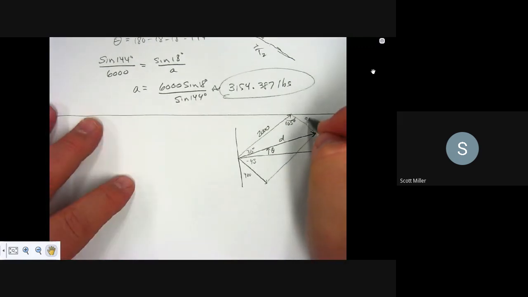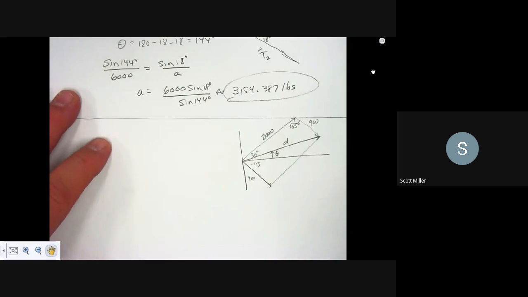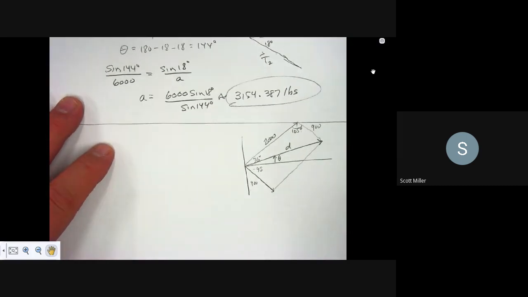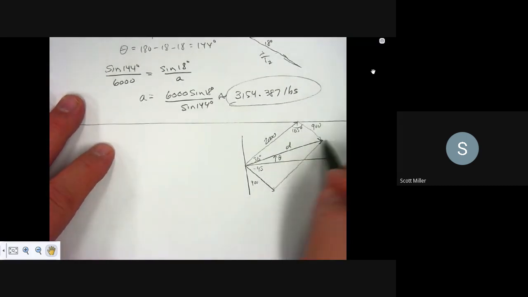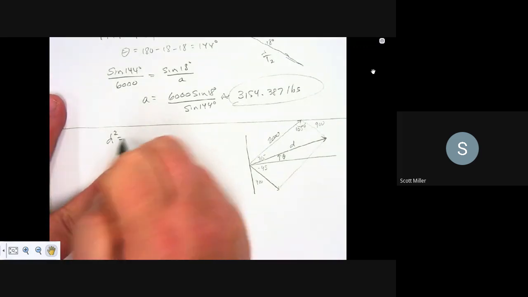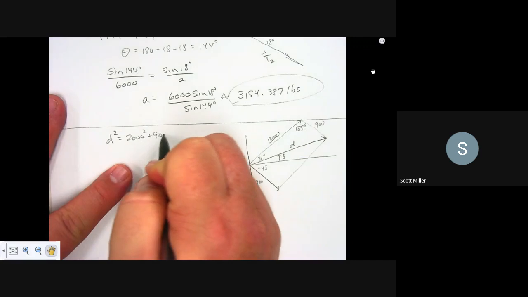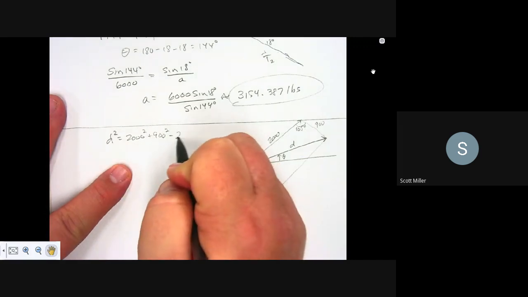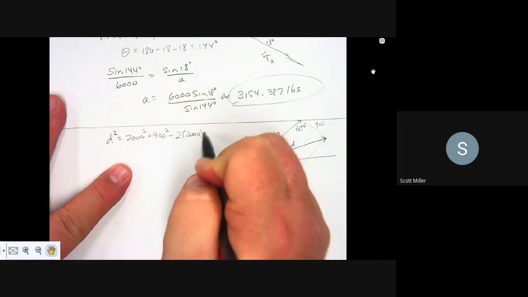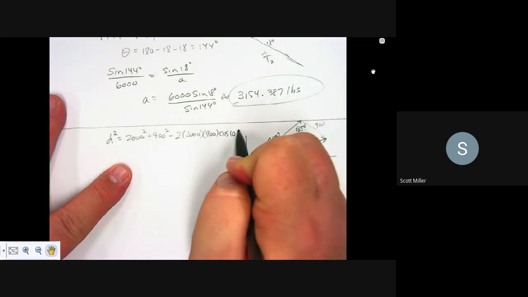I know this side is 900, that's 2,000. I have the angle in between them. And so then I can use the law of cosines to find this measurement. The law of cosines says that d squared must be 2,000 squared plus 900 squared minus 2 times 2,000 times 900 times the cosine of 105 degrees.